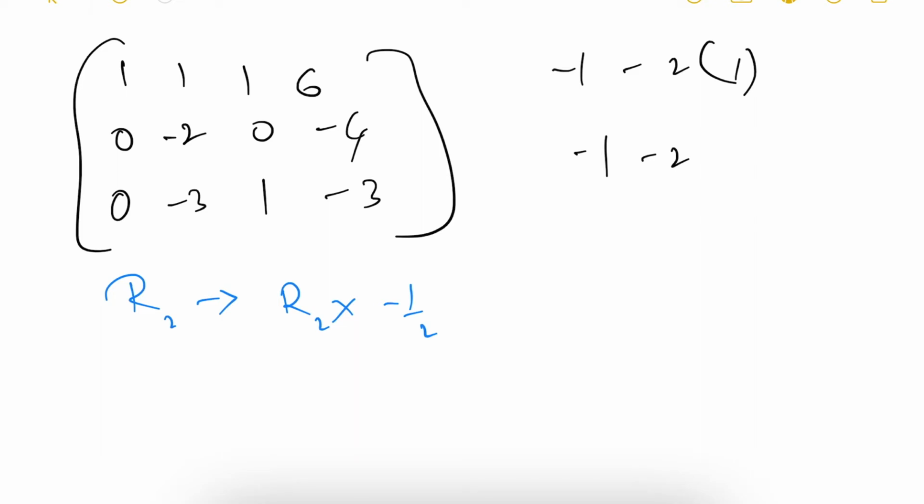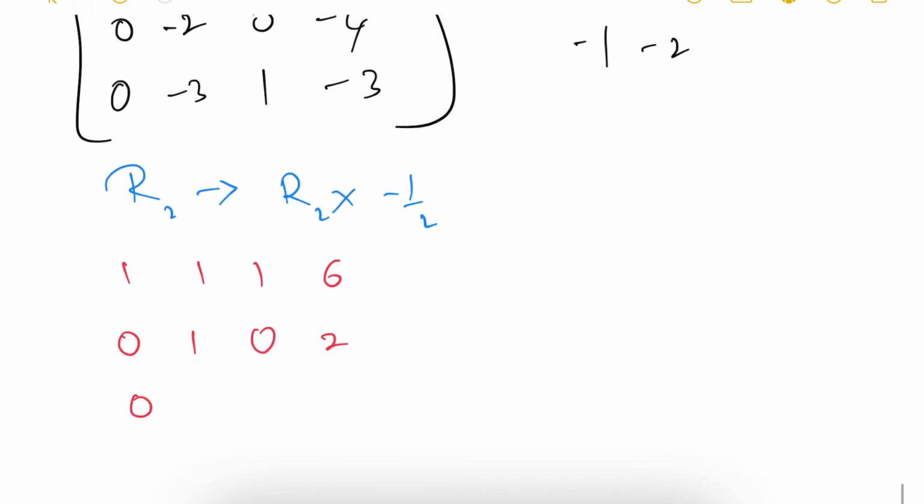First row as it is: 1 1 1 6. So 0 into minus of 0, minus 2 into minus of 1, 0 into minus of 0, minus 4 into minus of it is 2. So then we will get 0 1 0 2.